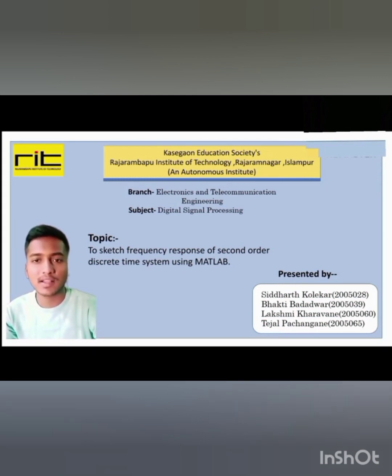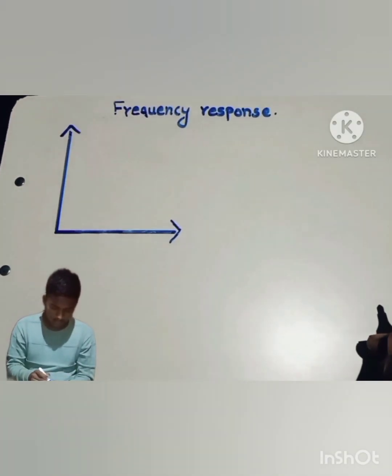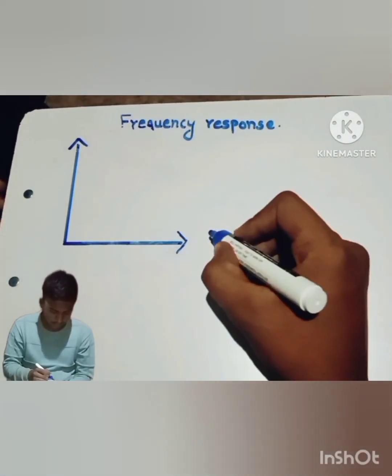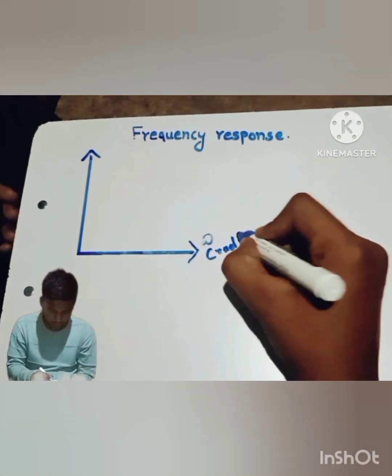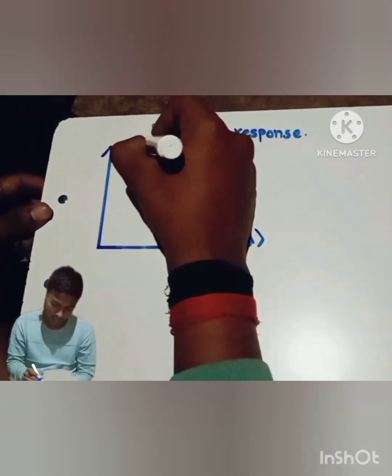Now let's begin the presentation with the concept of frequency response of second order discrete time signal. Firstly, let us understand what is frequency response. Frequency response of a system is a complex function which is plotted with respect to various values of omega. Here, in a graph, the x-axis is omega in radians and the y-axis is the complex quantity H of e raised to j omega.